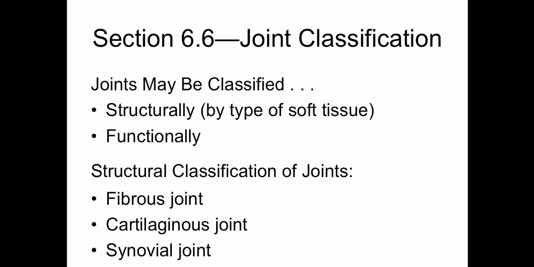Joint classification. Joints may be classified both structurally and functionally. Structural classification of joints includes fibrous joints, cartilaginous joints, and synovial joints. Fibrous joints are held together with a dense fibrous connective tissue. Cartilaginous joints are held together by fibrocartilage or hyaline cartilage, and synovial joints are connected by joint capsules filled with synovial fluid.